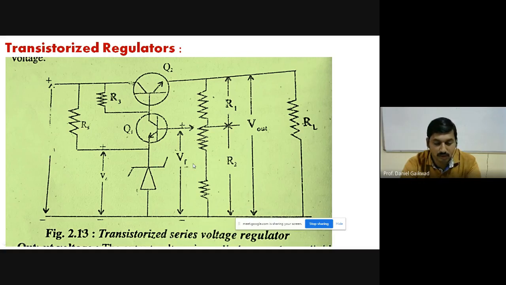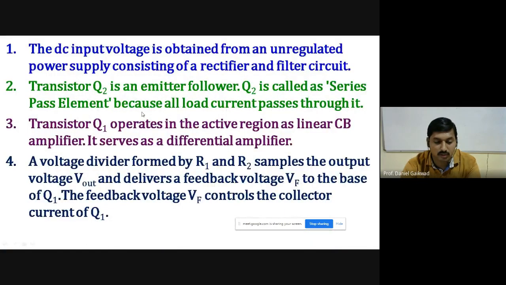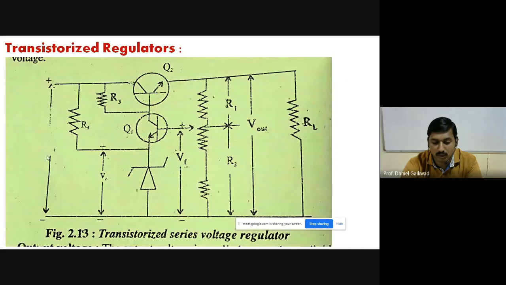Check carefully. Gradually we check the points one by one. Okay, the DC input voltage is obtained from an unregulated power supply consisting of a rectifier and filter circuit. So this input we have taken from the filter circuit. Unregulated power supply means rectifier and filter. After the filter, we have the positive terminal and negative. So the filter output is taken here as positive and negative terminals of the filter circuit.